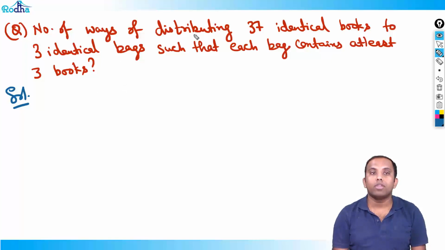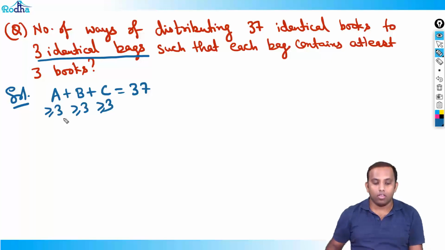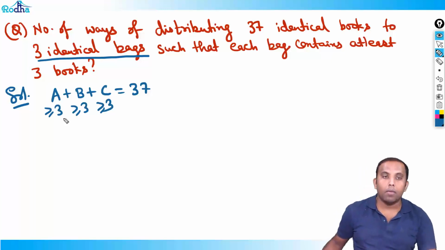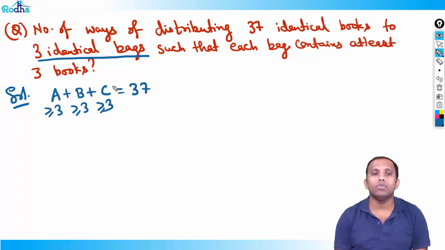We'll solve it now. The number of ways of distributing 37 identical books to 3 identical bags. So I'll assume these 3 identical bags are different for the time being. So I can write the equation as A plus B plus C, there are 3 bags, is equal to 37. Each bag contains at least 3, right? But there's no point in giving 3, 3, 3 separately; directly we can do it.